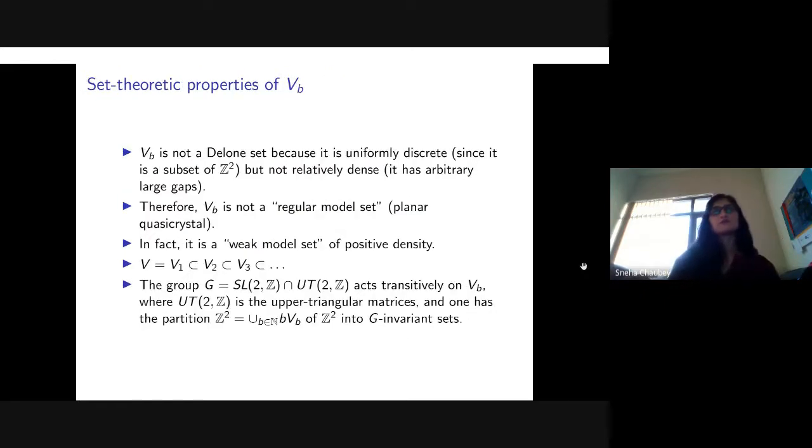So some properties, I'm just going to reiterate. VB is not a Delone set. Maybe just to understand what uniformly discrete and relatively dense means: for example, Z2 is a uniformly discrete set. You can see that there are uniform gaps in Z2. VB is not a Delone set because it is not relatively dense. Not relatively dense means it has arbitrarily large gaps. Therefore, VB is not a regular model set, and in fact, it is a weak model set of positive density.